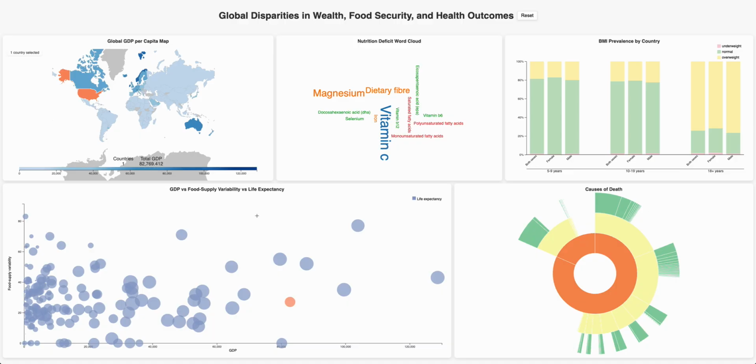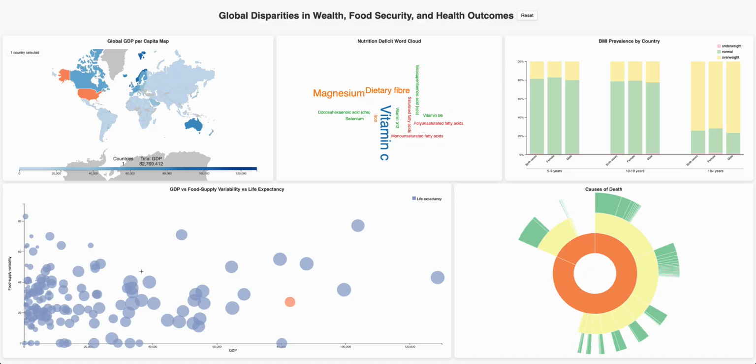sexes. The fourth chart is the GDP versus food supply variability versus life expectancy bubble chart. The x-axis is GDP, the y-axis is the food supply variability index, and the size of the bubble means the life expectancy. So the larger the size, the higher the life expectancy is.